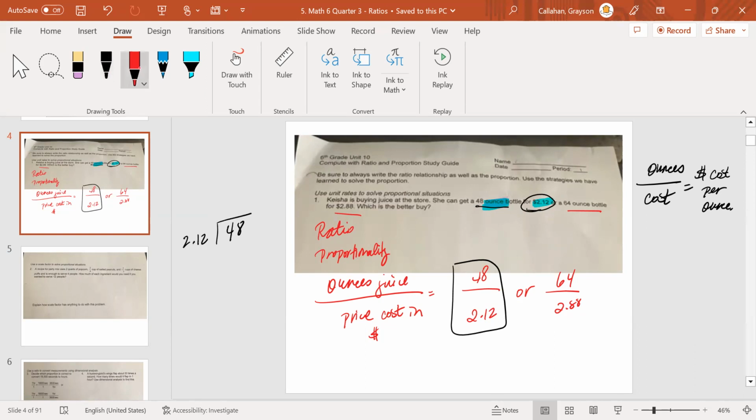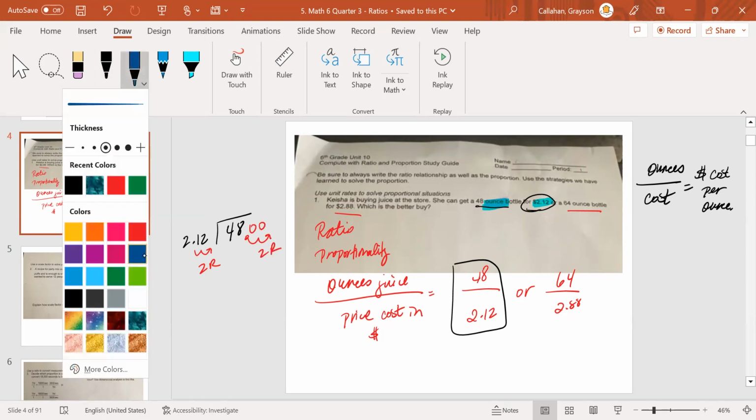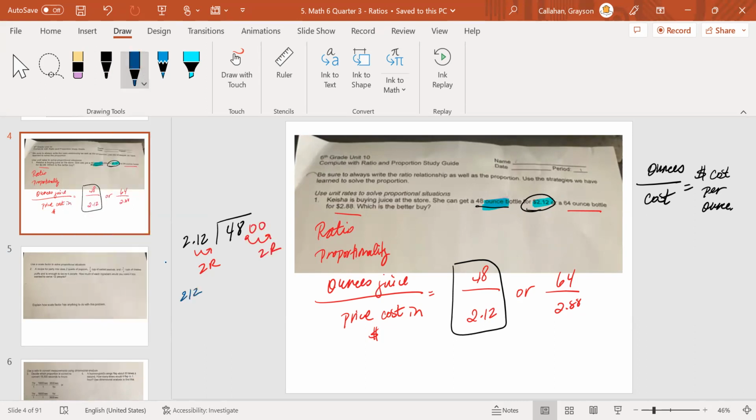$2.12. So remember, you're going to move 2 decimals to the right, 2 decimals to the right. So essentially what you're doing is dividing 212 by 4,800. Do you see that?